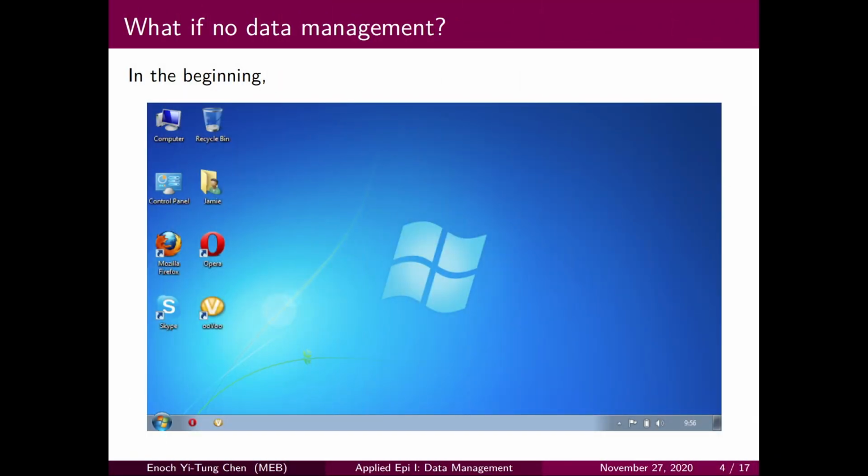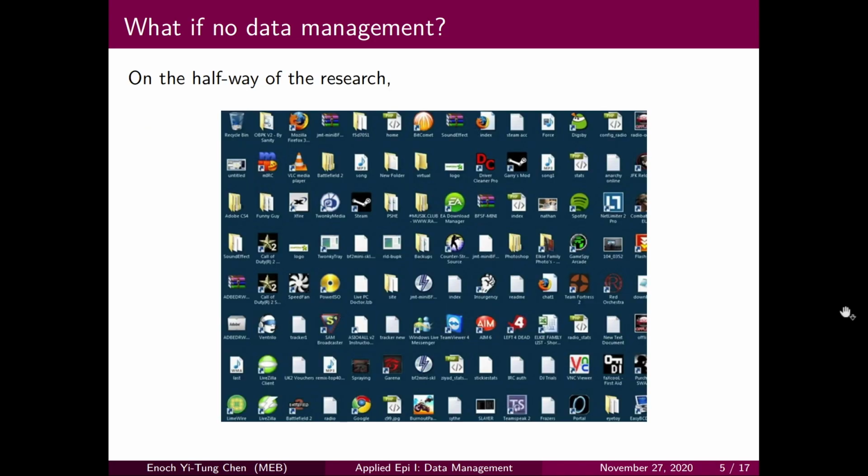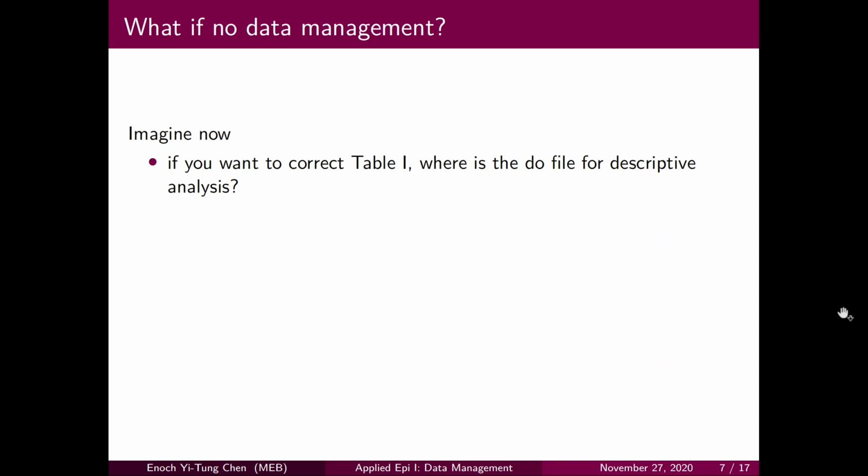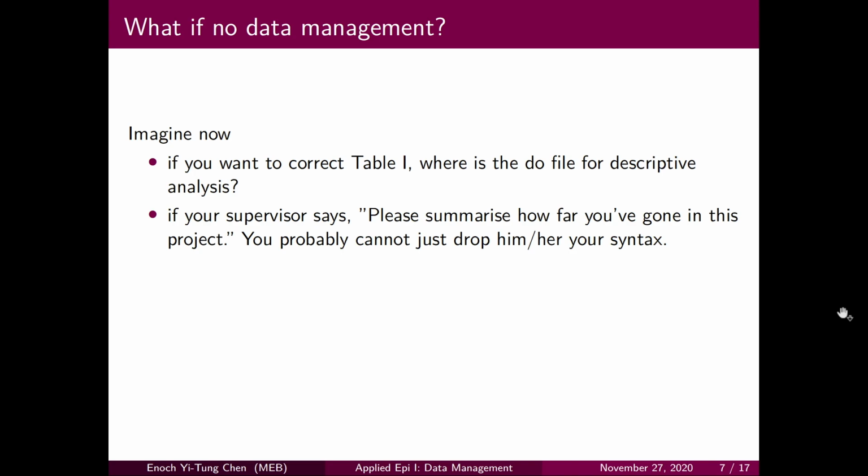So first, it is quite common to see that your desktop is super clean in the beginning of your research, whereas halfway through the research, it starts to look a bit like a mess. And even at the end, you realize that, oh my god, that is a mess. And imagine now, if you want to correct your table 1, where is the do file for descriptive analysis? How can you find it? You have to ask yourself.